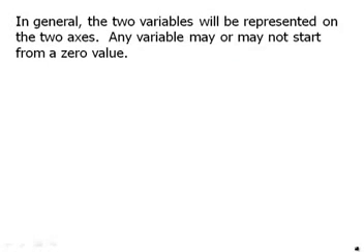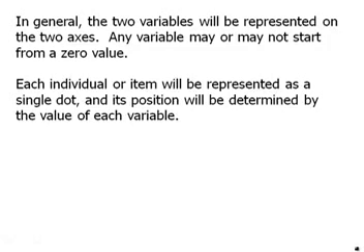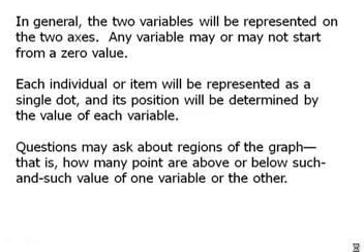In general, the two variables will be represented on the two axes. Any variable may or may not start from a zero value. As we saw here, one of the variables did not start from 0. Each individual or item will be represented as a single dot, and its position will be determined by the value of each variable. So here, every house was a single dot, and its position was determined by the price and by its area in square feet.